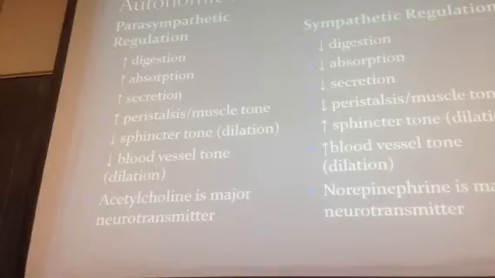Okay? So, the parasympathetic regulation. Remember, parasympathetic slows down, sympathetic speeds up. You want to digest more when you're relaxed. So, parasympathetic increases digestion, it increases absorption, and it increases secretion. Sympathetic regulation slows down, it freezes digestion, it freezes absorption, and it freezes secretion.